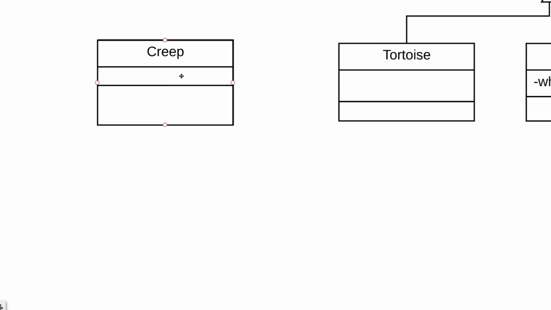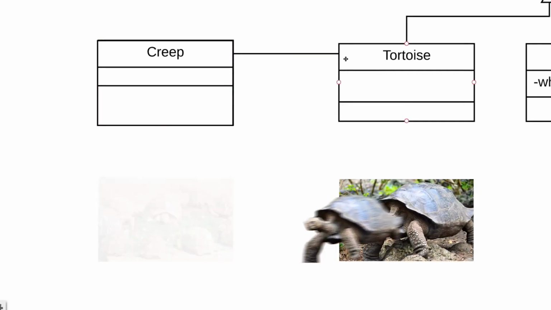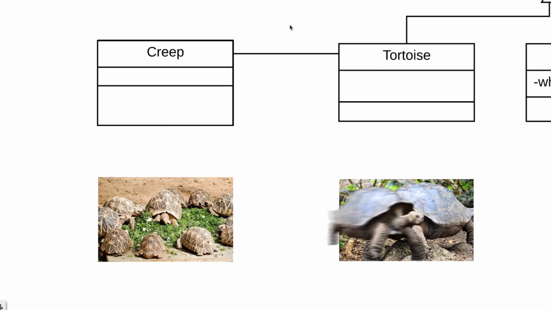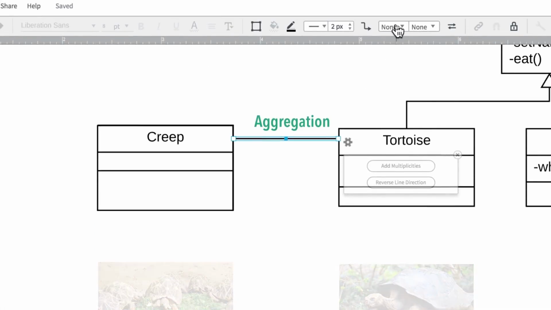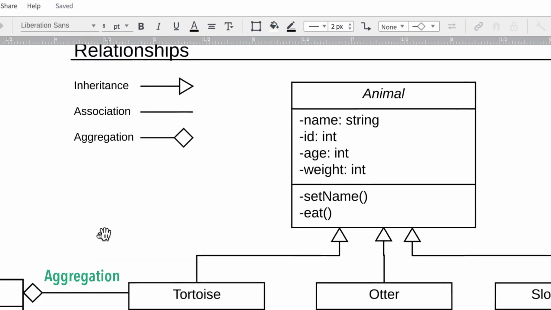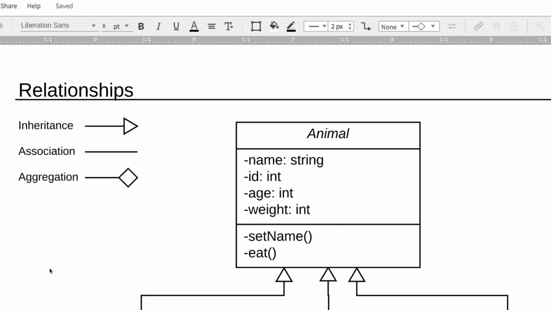So here's our creep class, and it's got a relationship with tortoise. Any of our zoo's tortoises could be part of a creep, but they don't have to be. A tortoise could leave the creep at any point and still exist on its own. That type of relationship where a part can exist outside the whole is aggregation, and we note it with an open diamond. There's also a relationship where the part can't exist outside the whole.